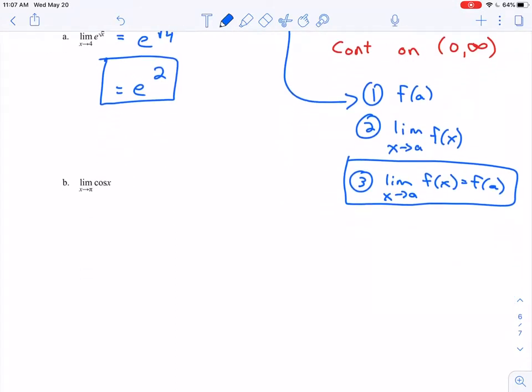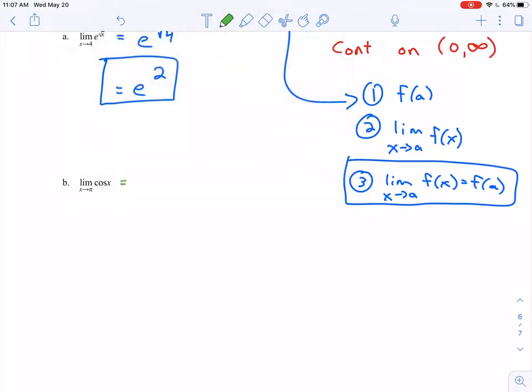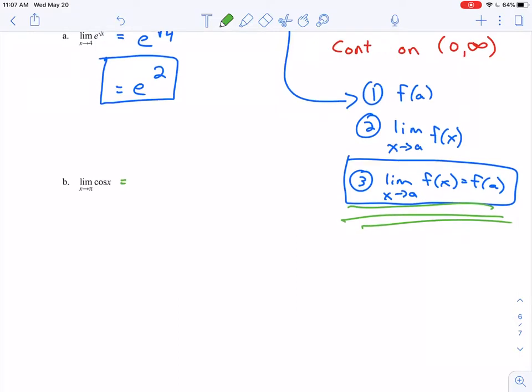Limit as x approaches pi of cosine of x here. Same exact idea here. So I look at this, I say, okay, well, this is continuous on this domain. If I use this third property over here, I can just take pi and plug that in, since that's part of the domain of cosine of x. So cosine of pi in this case, I would just evaluate cosine of pi, which should be -1. So there's my limit.